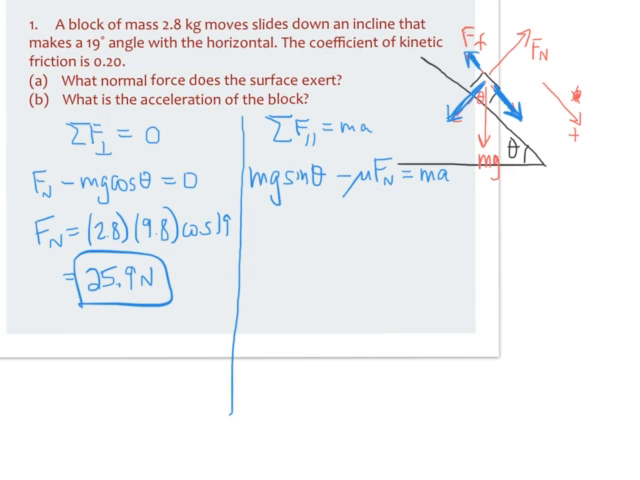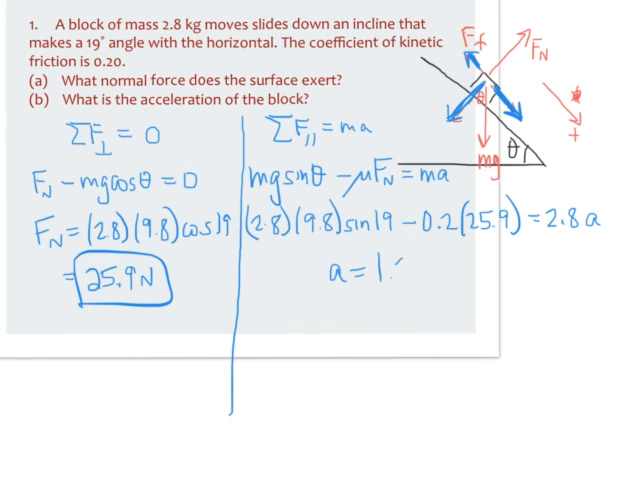And then we can go ahead and put in our values. The mass of the block was 2.8 times 9.8 newtons per kilogram times the sine of 19 degrees. Our coefficient of friction is 0.2, and we have figured out earlier that our normal force is 25.9, and that is going to equal the mass, again 2.8, times the acceleration. With a little bit of algebra, we find that the acceleration is 1.3 meters per second squared.